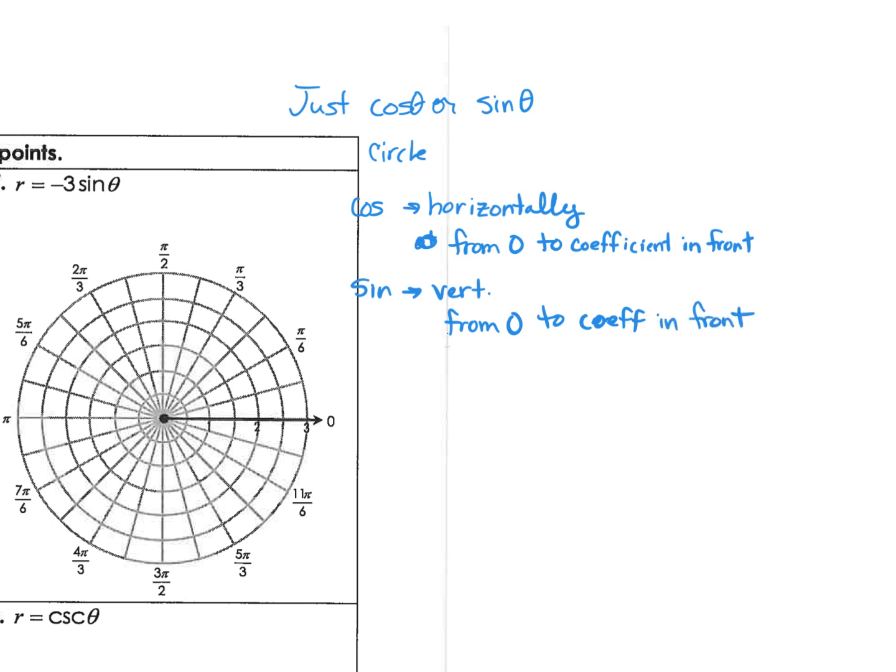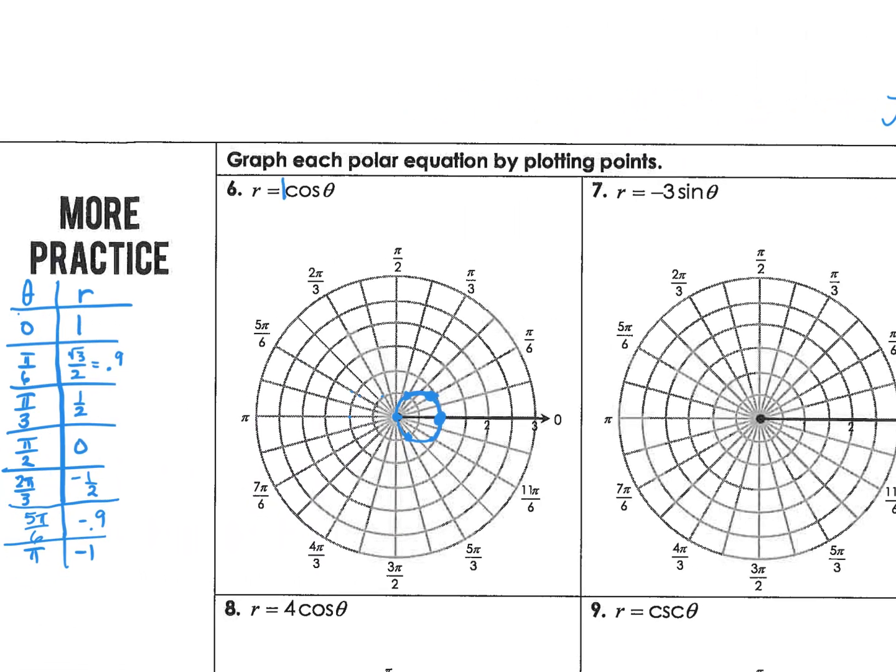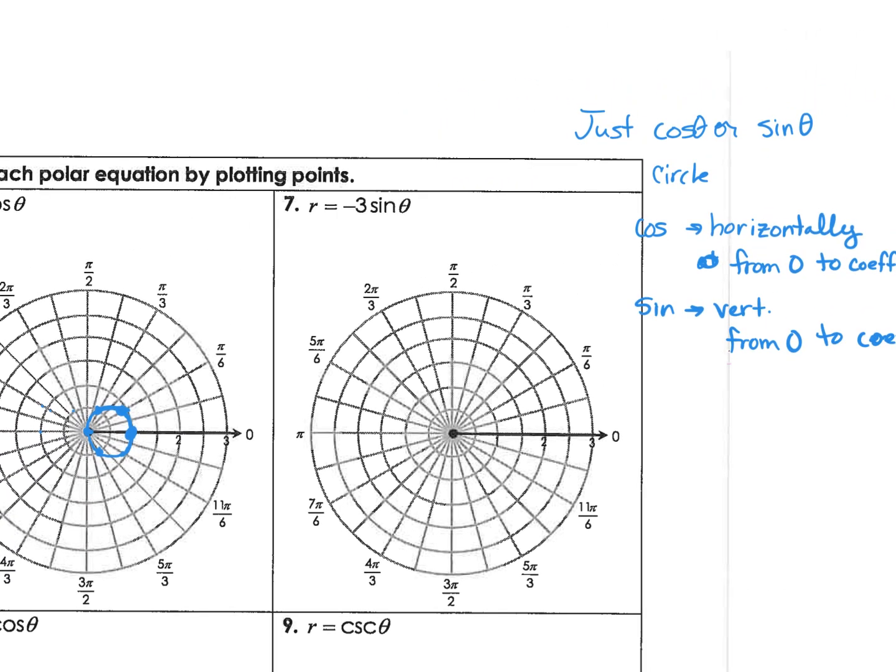So let's see if that actually worked. It worked. This one would be from 0 to 1 horizontally. So this guy would be vertically from 0 to -3. So from 0 to -3 here. And then you just have to fill in a couple of points, okay? And get it. But you got the general idea of what it's going to be.